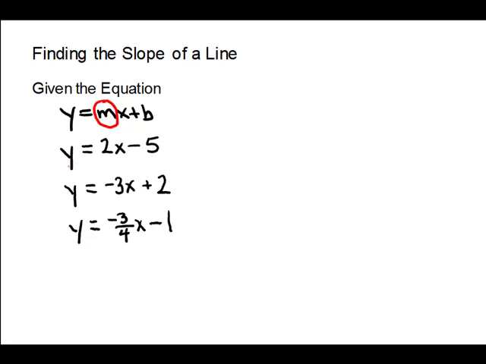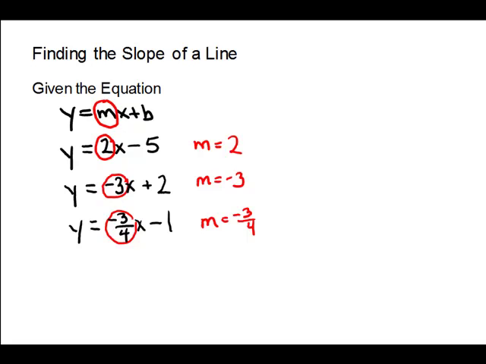In the first one, the slope is going to be 2. 2 is the coefficient of the x. In the second one, the slope is negative 3. The sign, remember, is part of the coefficient. And in our third example, the slope is negative 3/4. So we can easily pick off the slope as long as the y is isolated.